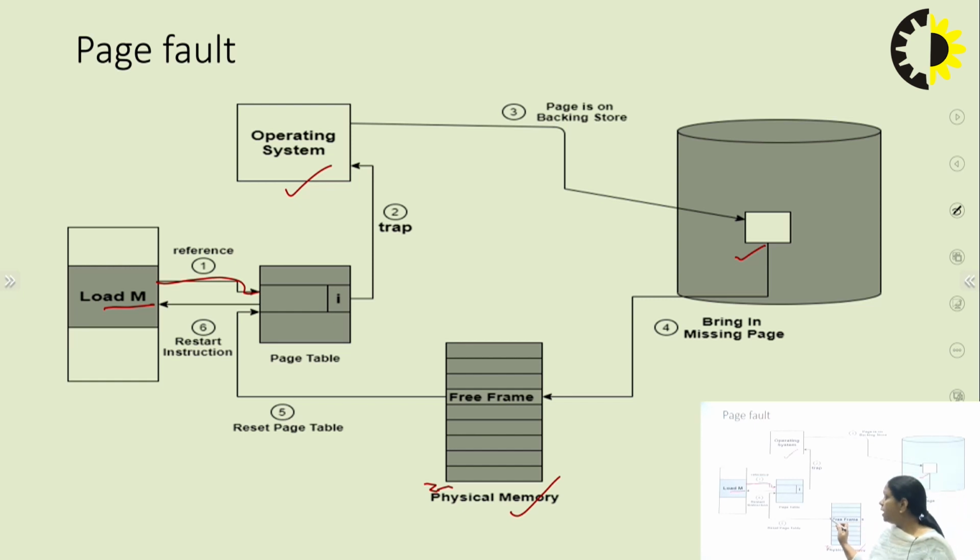Now reset the page table. Because now the page is in the physical memory, the page table entries will be modified, or we reset the page table, and then restart the instruction. Now when we restart the instruction, this time the instruction will find this page in the page table and in physical memory also. Fine. So by this method we can handle a page fault. You can see here, when a page fault occurs, the main responsibility of the operating system is to bring the pages into the main memory or physical memory.